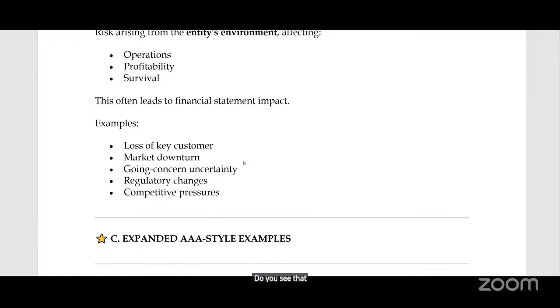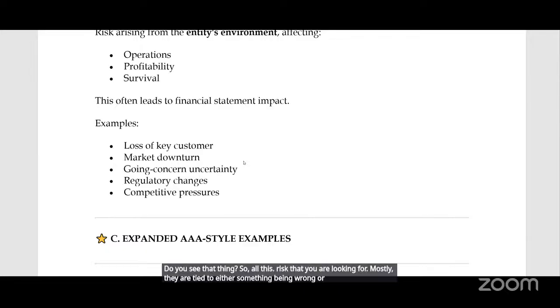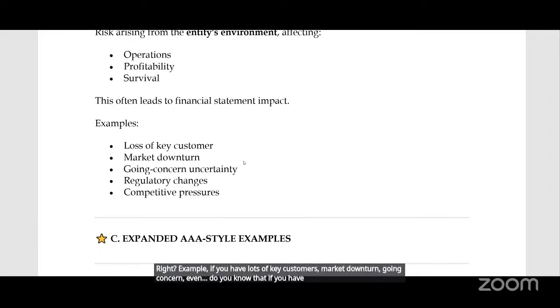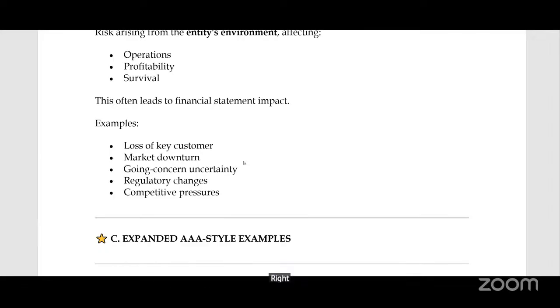So all these risks that you are looking for, mostly they are tied to either something being wrong or it's leading to a going concern problem, right? Example, if you have loss of key customers, market downturn, going concern. Even if you have compliance and legal issues, it can lead to a going concern problem because government can shut down your business. You have to disclose. These are the things you're actually looking for.